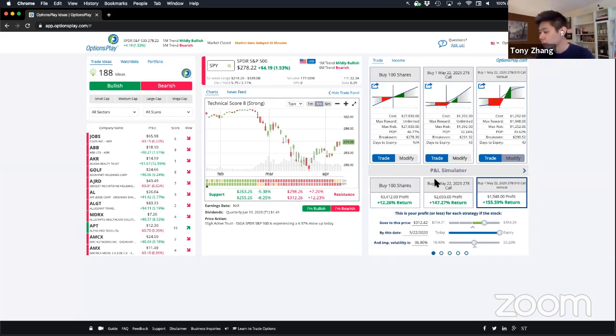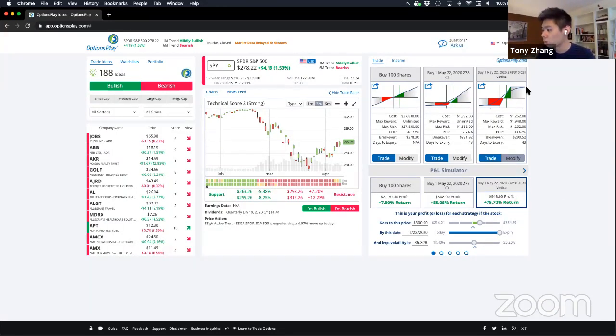So I can use my P&L simulator and ask, what happens if this stock rallies up to, let's say, 300? Let's say the market rallies back up to 300, which I think is a pretty bullish case in this particular environment. If it did by May 22nd, as you can see here, if I bought this call option, I'm looking at a 58% return, which is not a bad return in a month and a half for the market to move another 20 bucks to the upside.